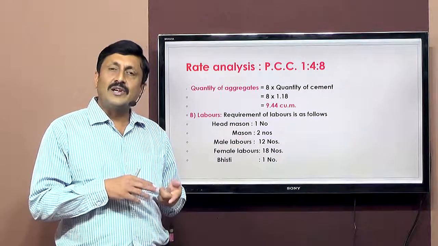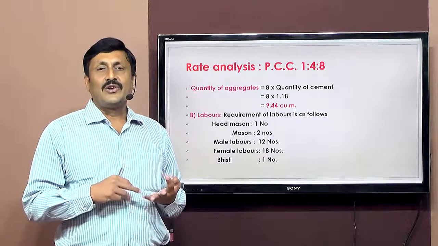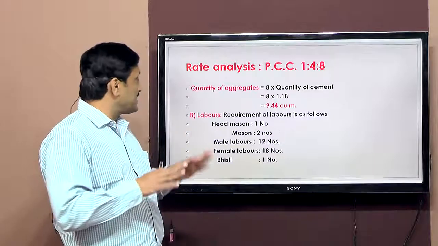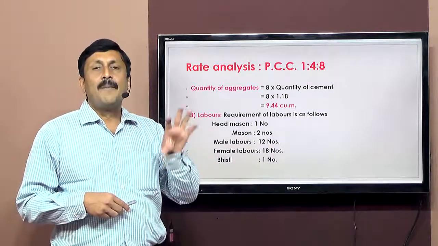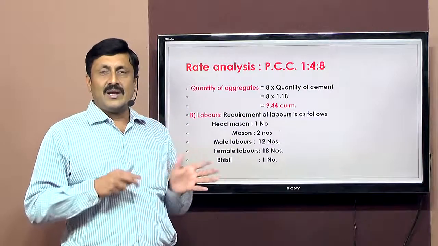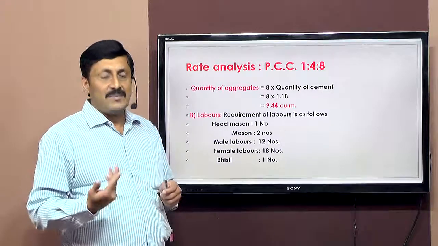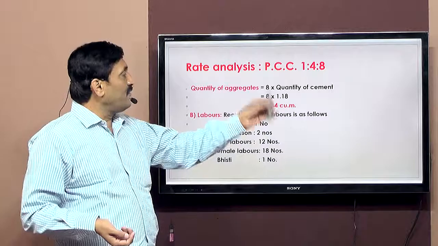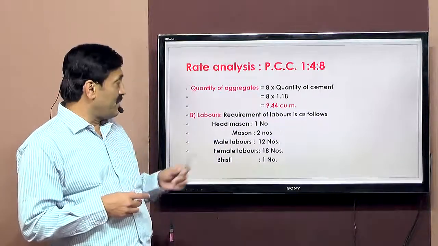So you have calculated quantity of cement, you have calculated quantity of sand, you have calculated quantity of aggregates also. That means A part is clear now. We have finished with the quantities of part A of this rate analysis, that is PCC 1 is to 4 is to 8. Now the second part is what? That is B part, labors. So requirement of labors is as follows now. Now what are the labor requirements? We must know exactly what is the labor requirement.